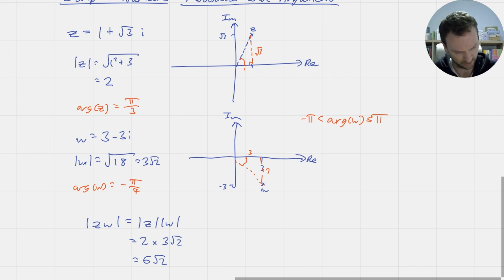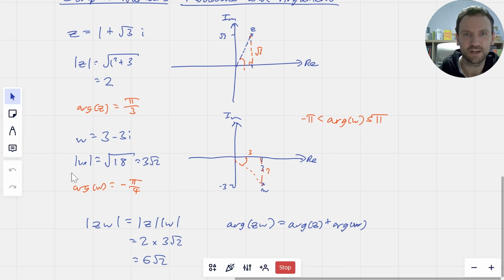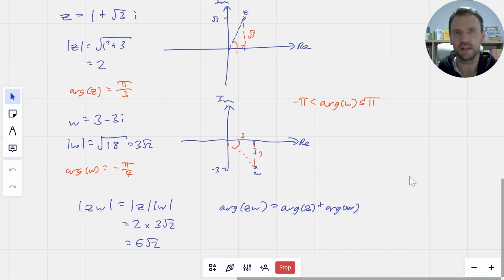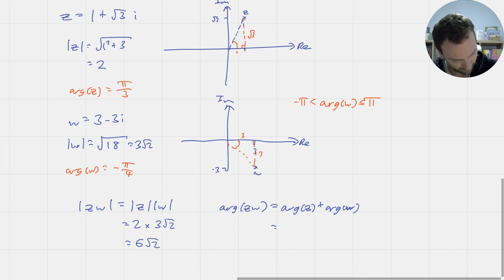So the distance away from the origin of your answer zw on your Argand diagram is just those two distances multiplied. That might feel fairly intuitive. The more unusual one is the argument of zw. In order to find that, we want to do the argument of z plus the argument of w. Note there's a plus there, not a times. I think this is where our intuition might fail us, and we just see a times and automatically do that. The arguments add when we multiply the complex numbers. So in this case, we'd be doing pi over 3, and then we can either write this as plus negative pi over 4, or just subtract pi over 4. So the argument there would be pi over 12.